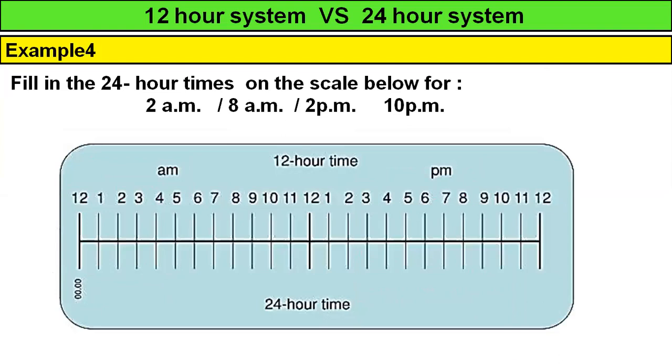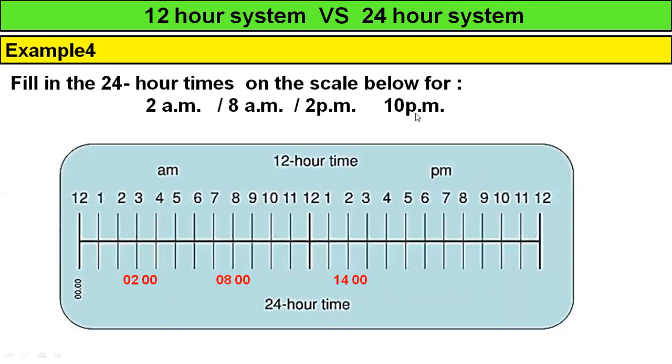Look at this example. We need to fill this chart with 2 a.m., 8 a.m., 2 p.m., 10 p.m. Remember, a.m. is before noon, p.m. is afternoon. So this is 12 before noon. So 2 a.m. is going to be here. This is 2 a.m. And 8 a.m. is under 8. 2 p.m. is afternoon. Look, this is 12 back, so this is 12 at midday. Okay, that is afternoon.